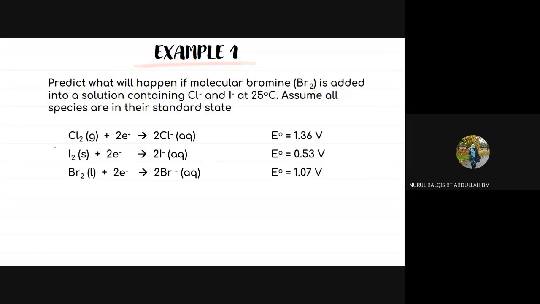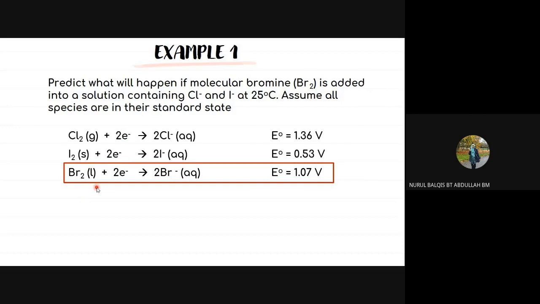Okay, so now, initially you have Cl2 and also I2 only. Dia cakap dari soalan. Dia kata, containing Cl and I minus. But then, they ask you to predict what will happen if molecular bromine is added into the solution. That's why we have this bromine. Kalau kita tak masukkan bromine, boleh tak saya tahu siapa yang akan undergo oxidation between these two? Siapa? Iodine. Kenapa pilih iodine? Sebab the E0 value is more negative than this Cl2 with positive 1.36. Kalau ikutkan, I2 akan undergo oxidation, Cl2 akan undergo reduction.